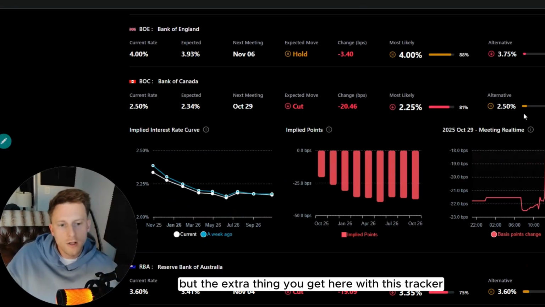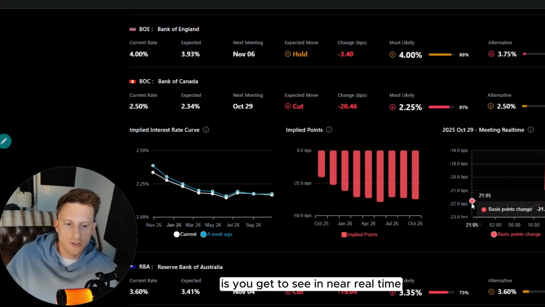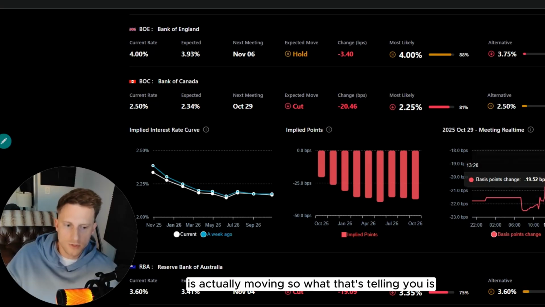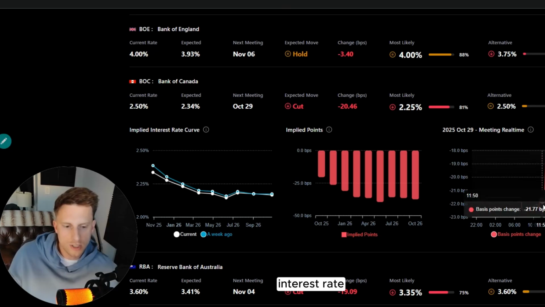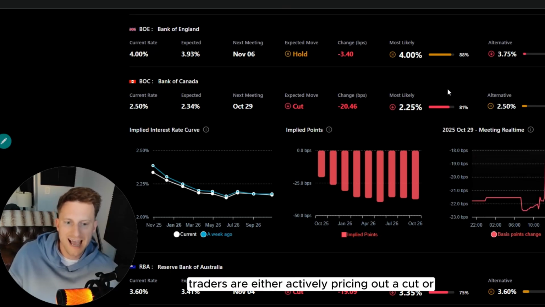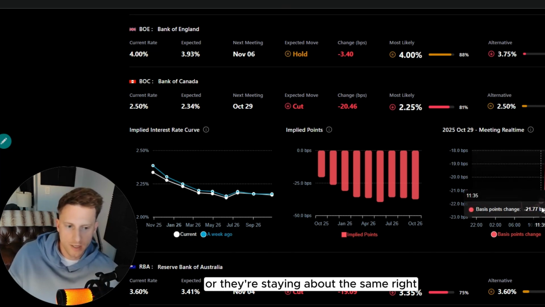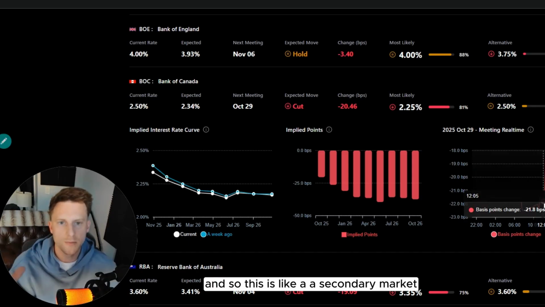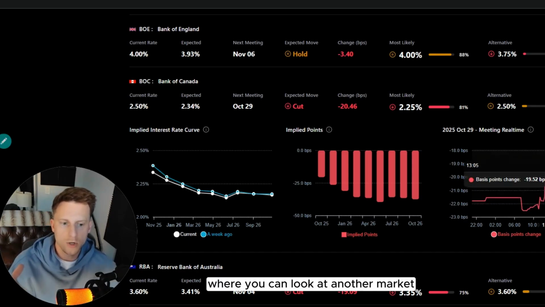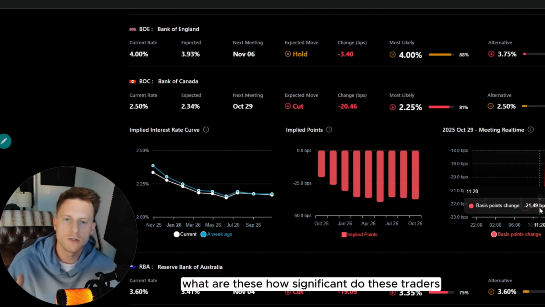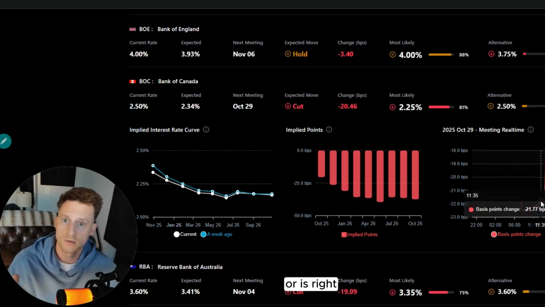Okay, fair enough. But the extra thing you get here with this tracker is you get to see, in near real time, it's updated every 15 minutes, how the interest rate market is actually moving. What that's telling you is interest rate traders are either actively pricing out a cut, or they're pricing more of a cut, or they're staying about the same, right? So this is like a secondary market, intermarket analysis, where you can look at another market and say, okay, how significant do these traders think this event actually was or is?